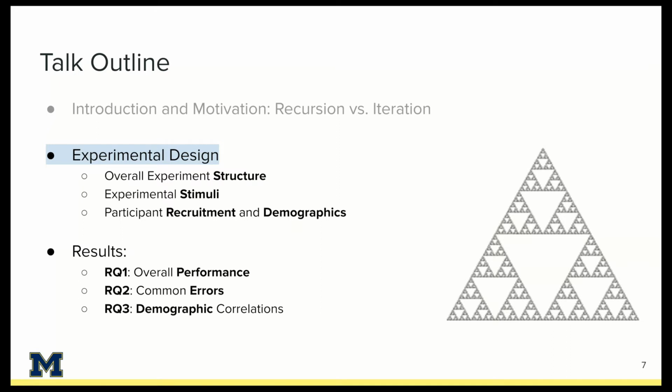Okay, so now that I've talked a little bit about our research motivation and overall goal, I'm going to go into a bit more detail about our experimental design. While doing so, I will first cover the overall experimental structure, followed by a discussion of our programming stimuli and our recruitment procedure, as well as our population demographics.